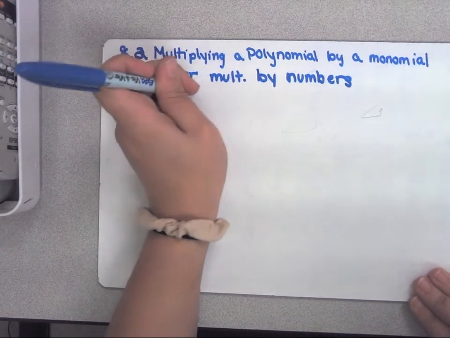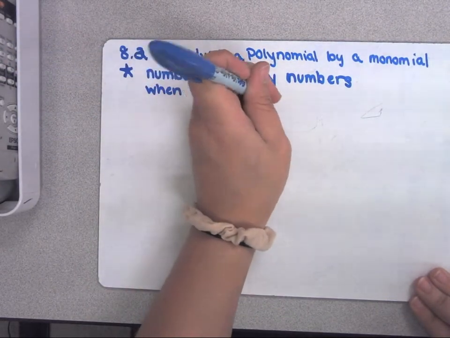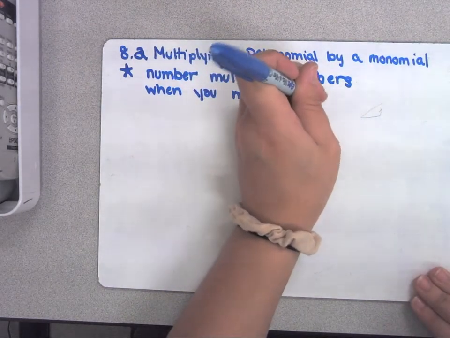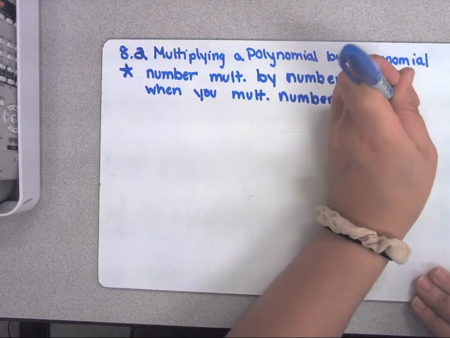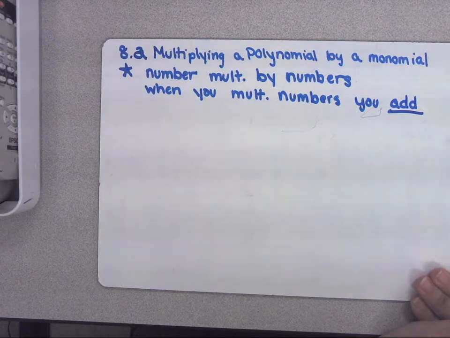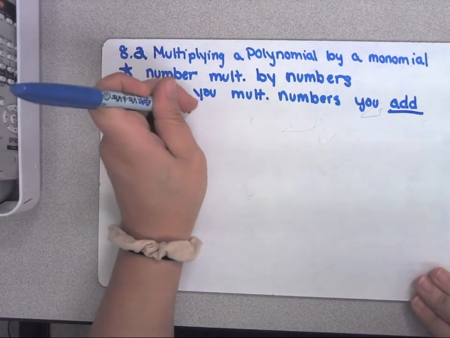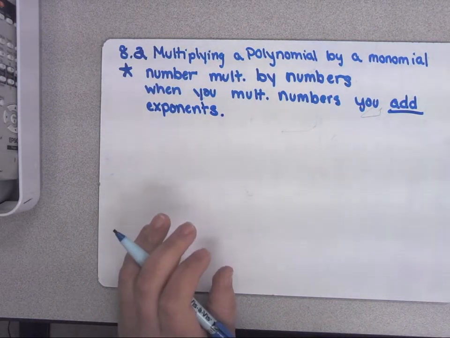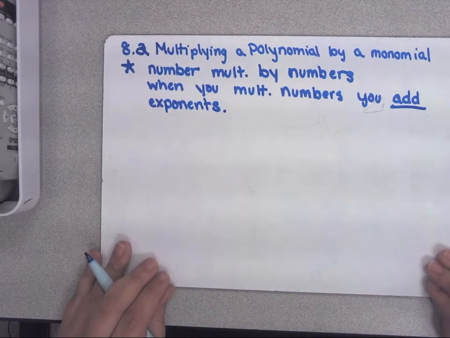When you multiply, and I'm abbreviating, numbers, you add, underline the word add, exponents. And I'm going to show you exactly what I mean.